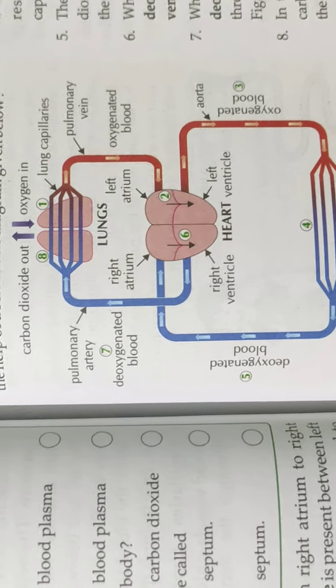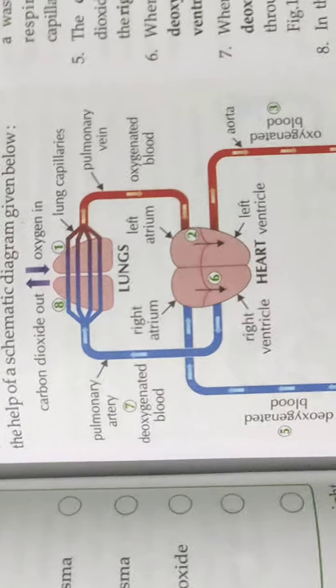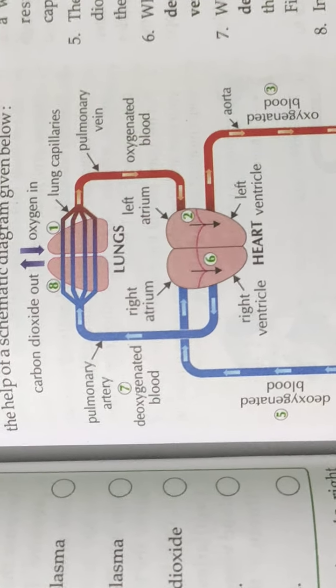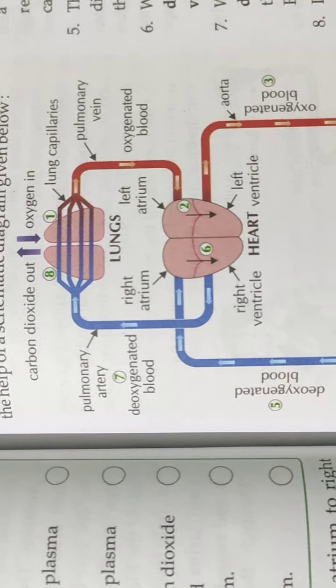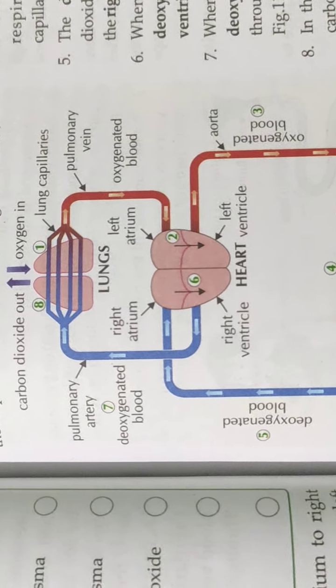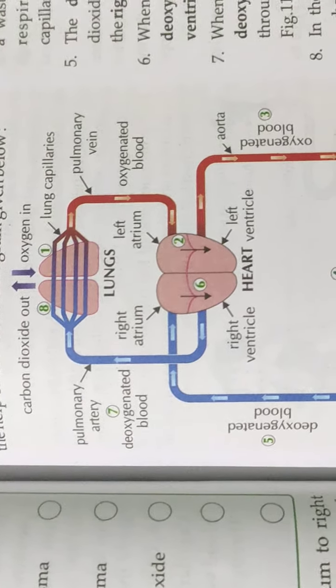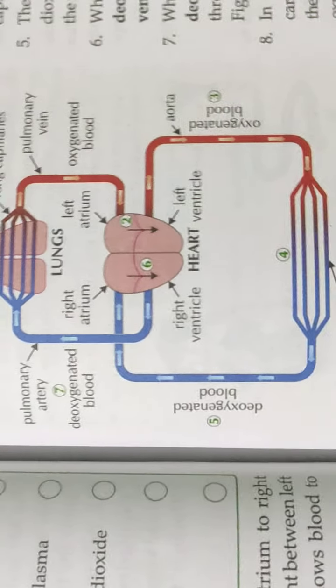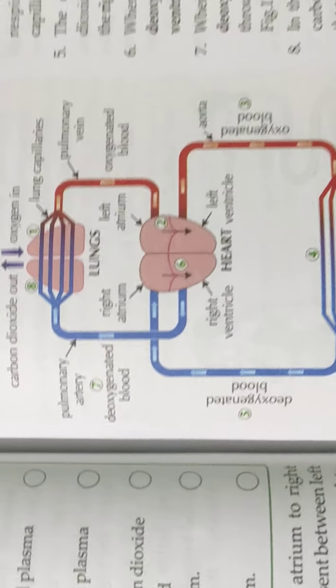Second, the pulmonary vein brings the oxygenated blood from the lungs into the left atrium of the heart. When it contracts, the oxygenated blood is pushed into the left ventricle. From there, it is pumped into the main artery called the aorta.